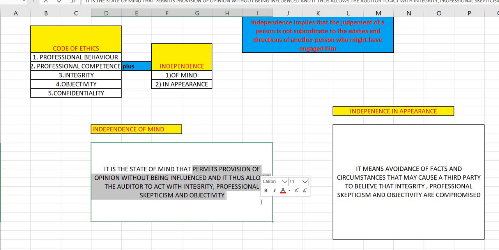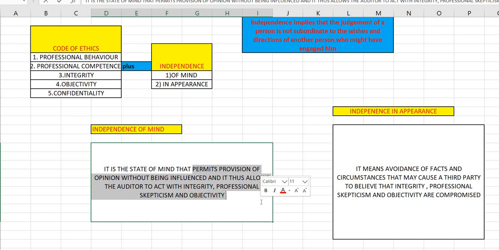Integrity means to have good, proper moral standards. Professional skepticism will have a separate video, but here I can say in one line that it is the attitude of a questioning mind. You should be able to ask questions to the client. Objectivity means saying the truth always, so being a truthful person.